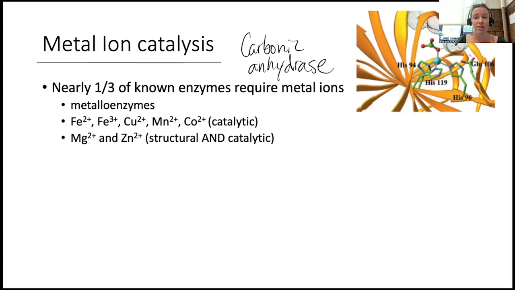Now, these metal ions can perform catalytic functions, but they can also be structural, and this will definitely be true for many enzymes we talk about for the rest of this class. So magnesium, zinc: structural and catalytic, whereas something like manganese, iron, cobalt, those are going to be more purely catalytic in nature.